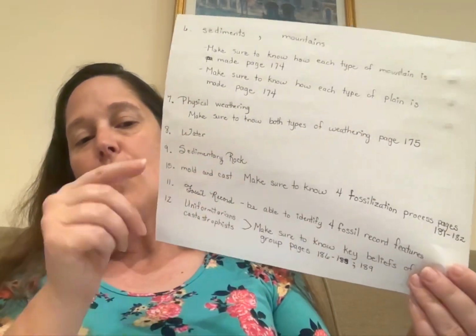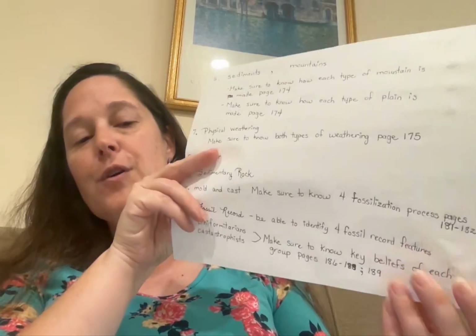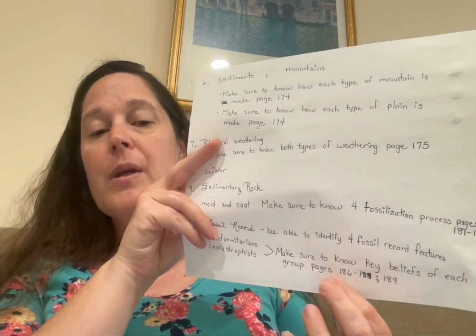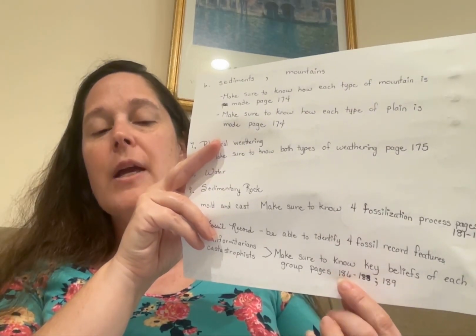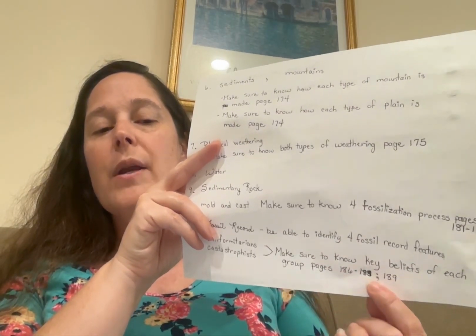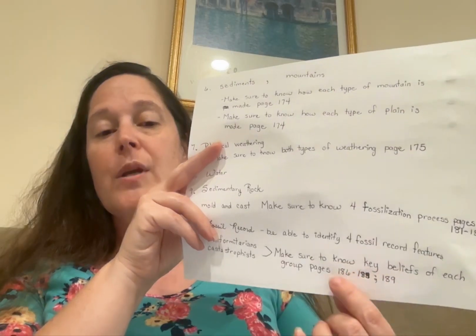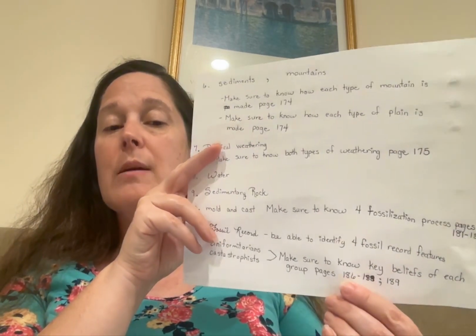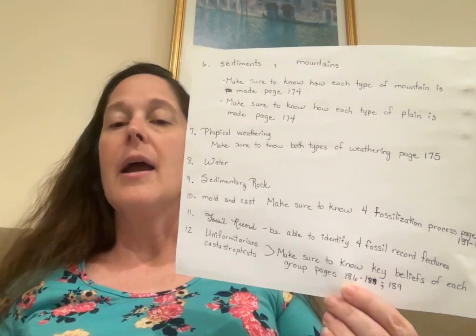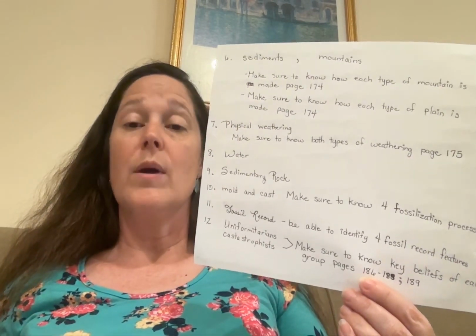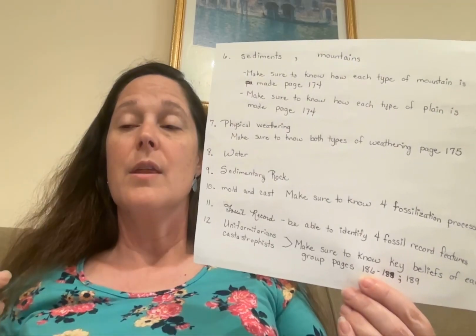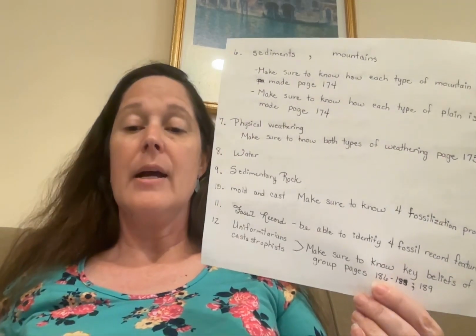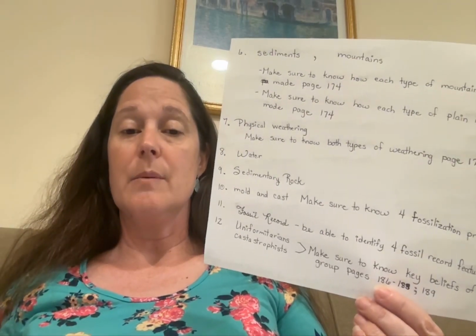Make sure you know the key beliefs for each group and each theory on pages 186 to 189. We made some charts and some graphs that cover those key beliefs that they have and what they stand for, and how you can recognize each of the belief systems.